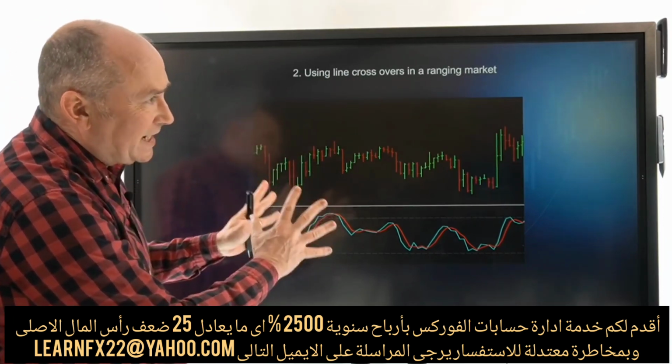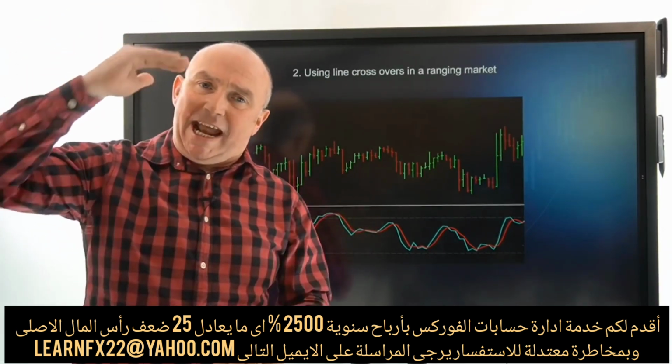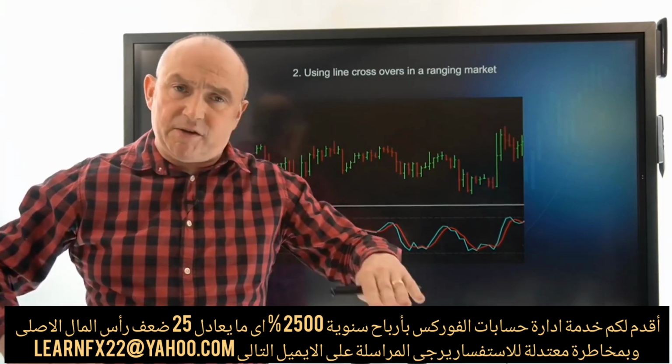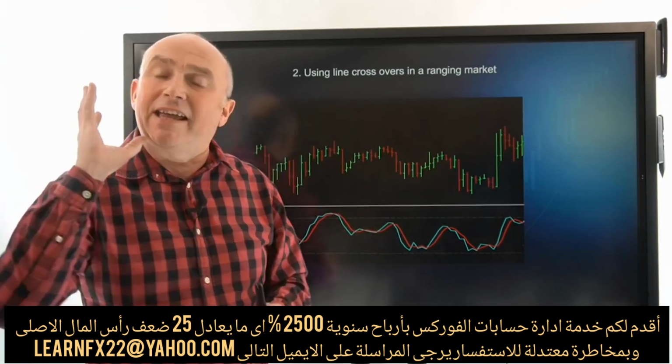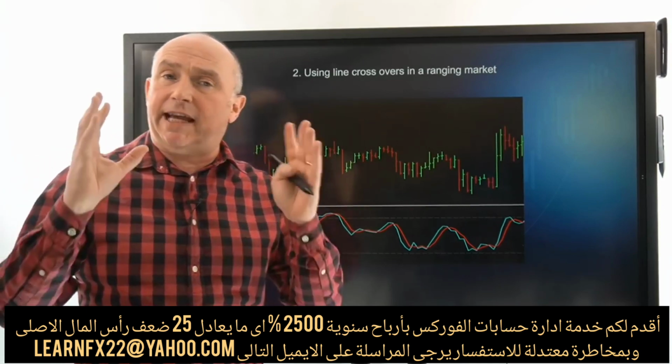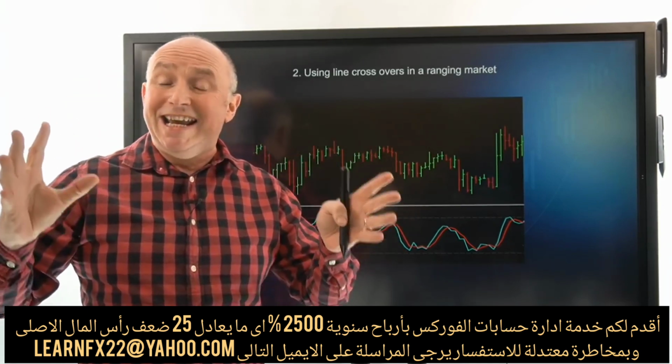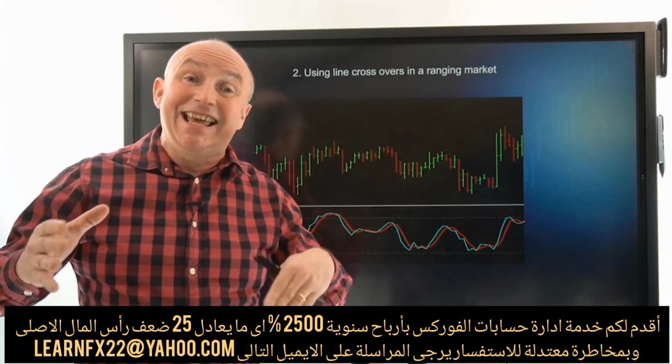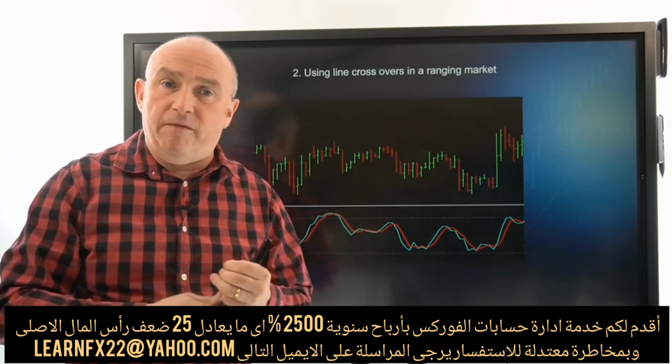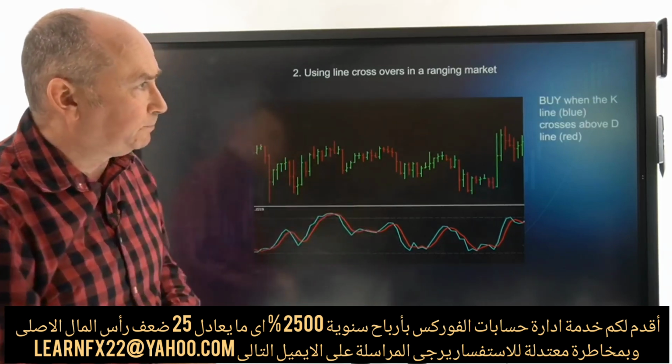So how it works is this: it doesn't look at the oscillation levels, the 80 overbought or the 20 oversold. It's not concerned about that. It's looking at the line crossover. It's looking at the K line crossing through its signal line, basically the D line, the moving average of itself. And it works like this.